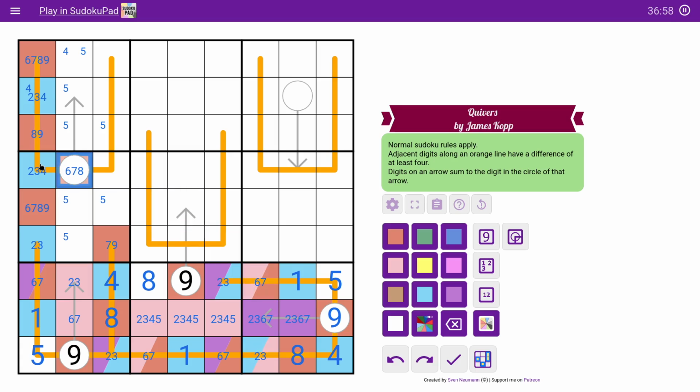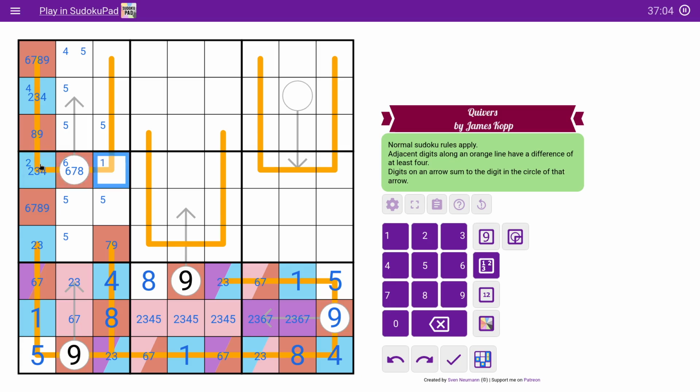If this is 6, this is 2, this is 1. I said before this must be 1, 5. This is 4. This is 8, 9. 7, 6, 2, which is not possible. Let's review.